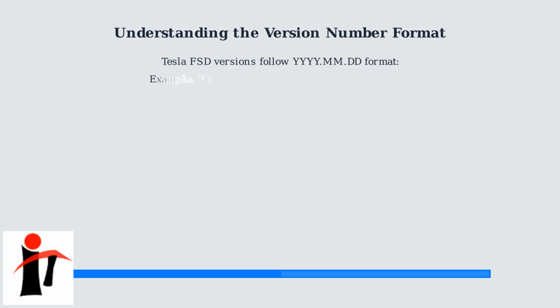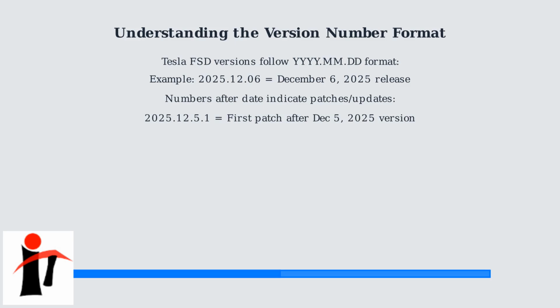Tesla FSD version numbers use a clear format to indicate when software was released and updated. The standard format is YYYY.MM.DD, where YYYY represents the year, MM the month, and DD the day of release. Additional numbers after the date show minor patches or updates within the same day's release. For instance, 2025.12.5.1 means the first patch following the December 5, 2025 version.